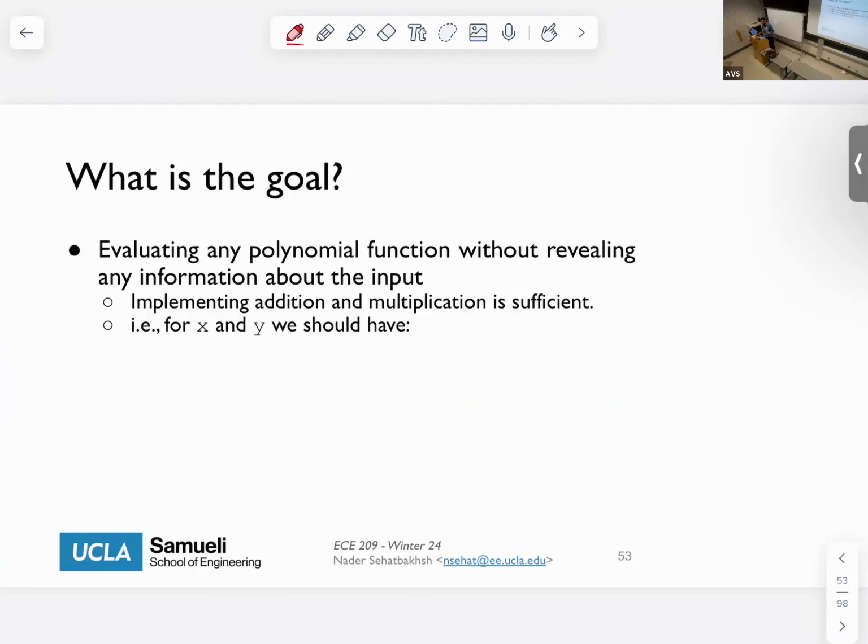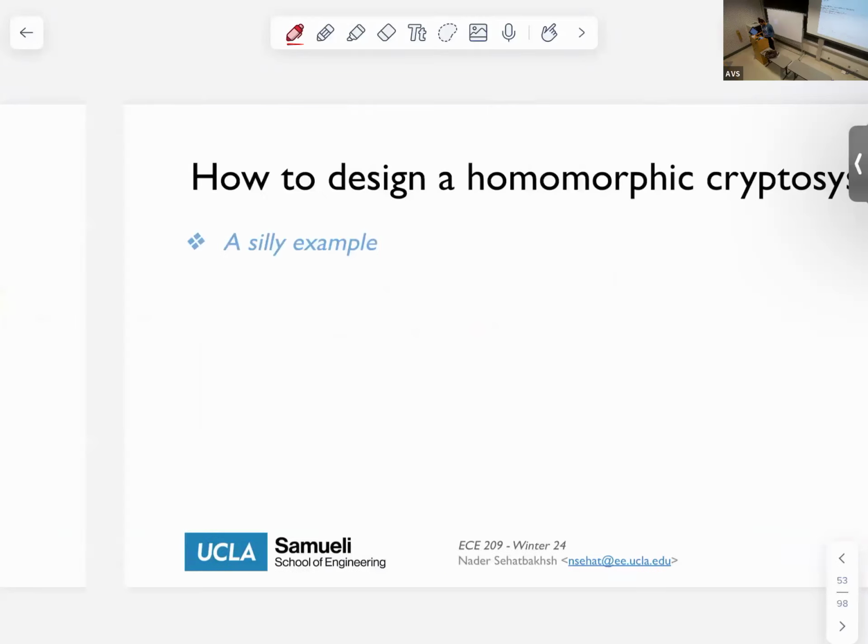So as I said, the goal of homomorphic encryption is evaluating any polynomial functions without revealing the inputs. And as I said, for this, I need only addition and multiplication, okay? For X and Y, I need to add them in the encrypted version, decrypt them, and get the same value as if I added those two numbers, and the same for multiplication.